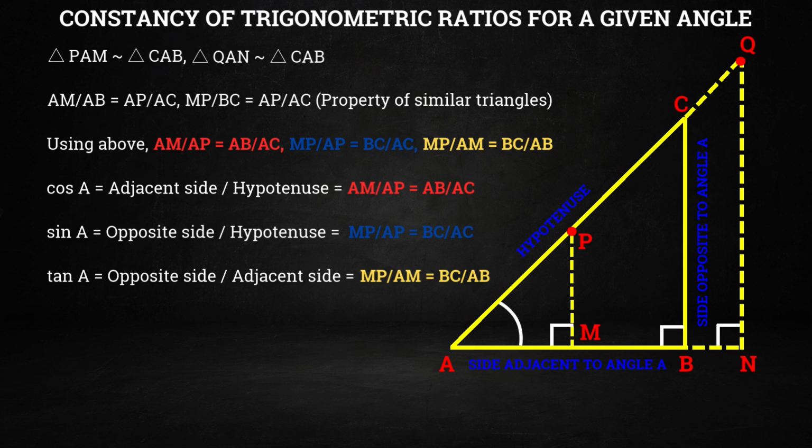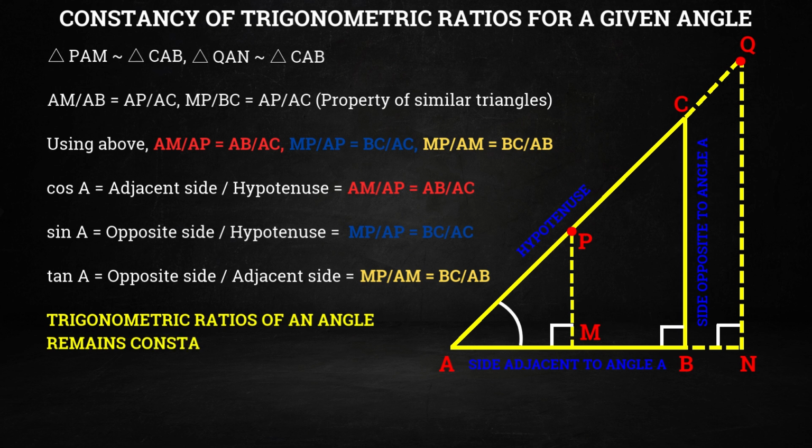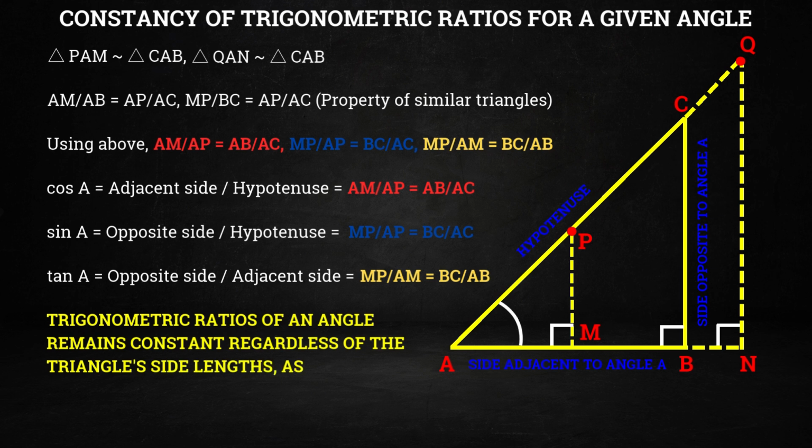So, what do we learn from this? Even if the triangle is smaller like PAM or larger like QAN, as long as the angle A stays the same, the trigonometric ratios, sin A, cos A, tan A, and so on, stay constant. This is a key idea in trigonometry and proves that trigonometric ratios depend only on the angle and not on the size of the triangle.